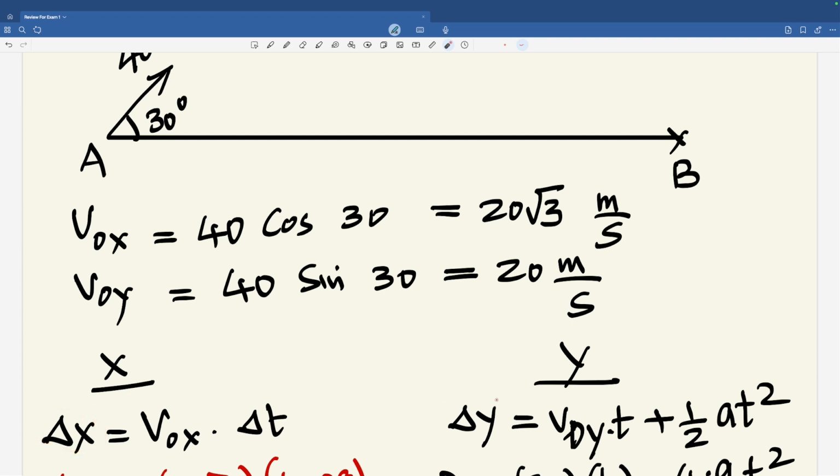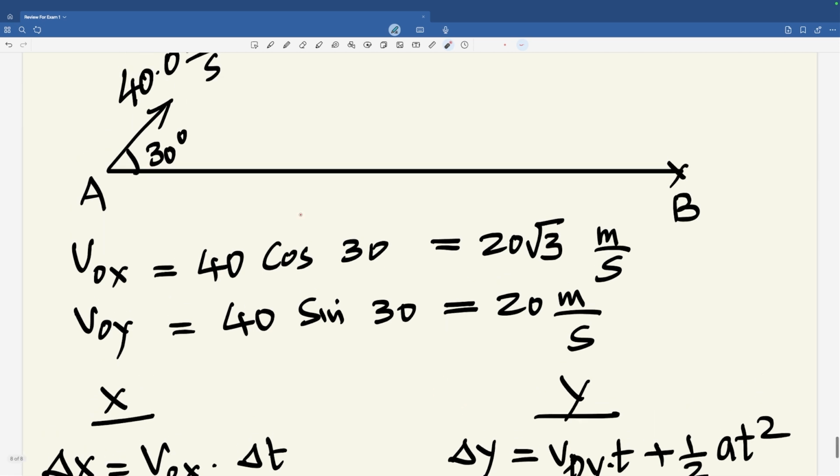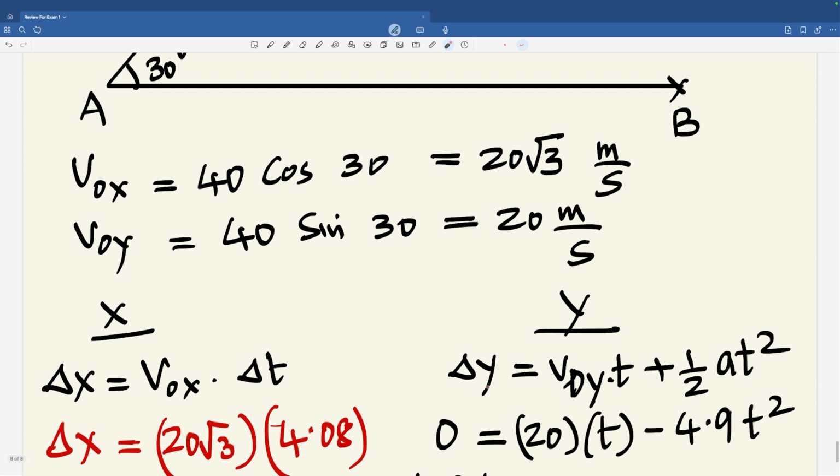But to find the time, you have to think about the y component. So let's go to this side, y. On the y side, this is the equation you're going to use, because we know that delta y is 0. Why? Because it starts at A and ends at the same level. So how much did it move along the y-axis? Nothing. Only consider the initial and the final. Remember, you don't have to consider what happened in between. I know it did go up, but it came down by the same amount, so it cancels out. So the net displacement on the y-axis is 0.